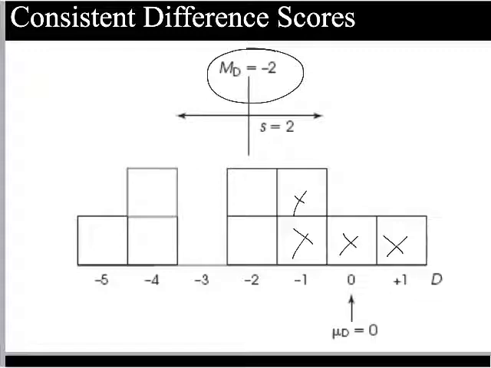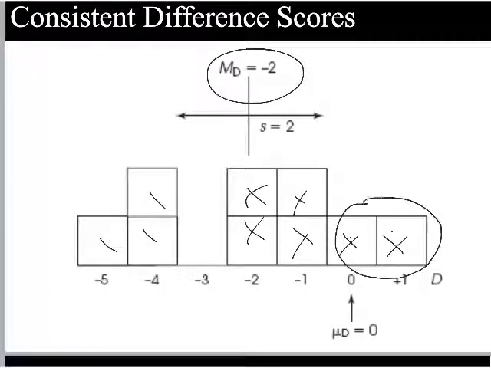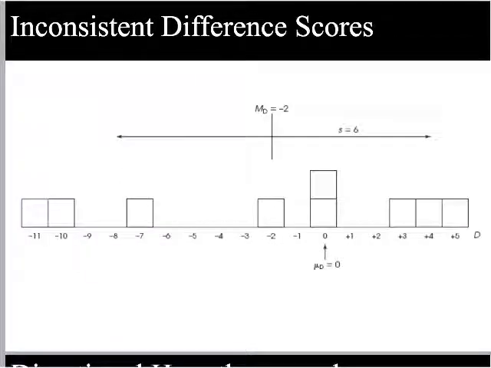But what about the variability? Well, the different scores in this case are consistently negative. Right? Only 2 individuals out of 1, 2, 3, 4, 5, 6, 7, 8, 9 report the same amount of pain or more pain. But 7 out of 9 report a decrease. So this is an example of consistent difference scores. Okay, and here is an example of inconsistent difference scores.